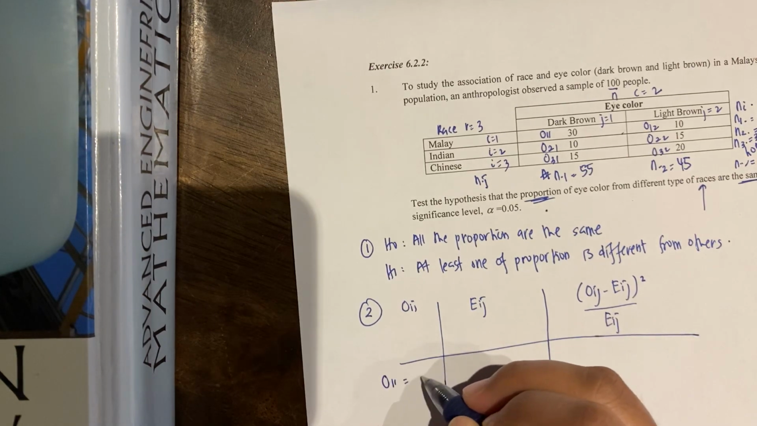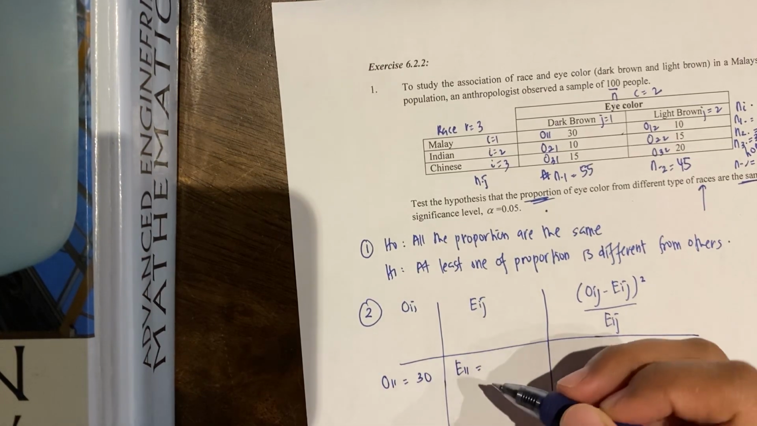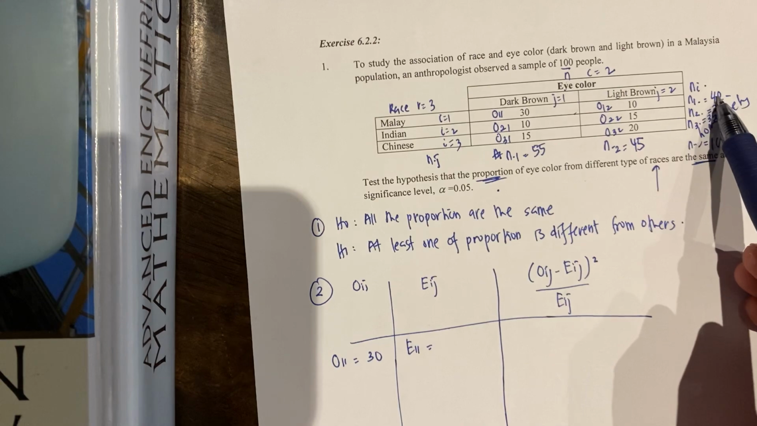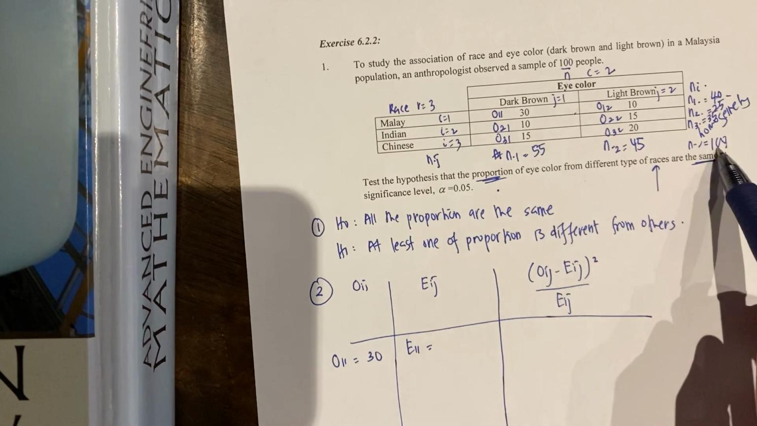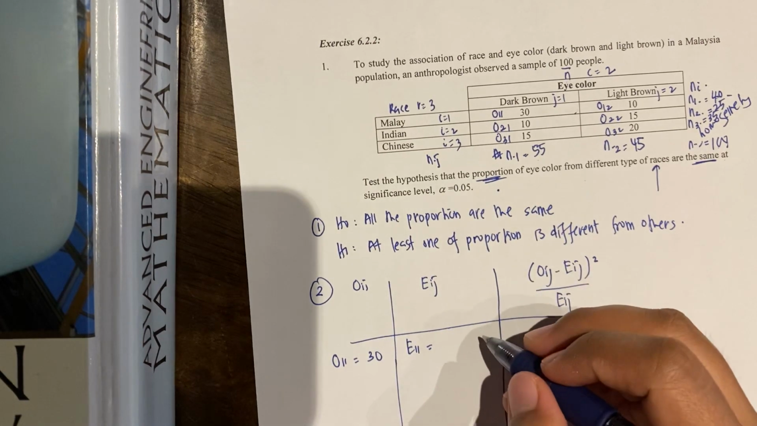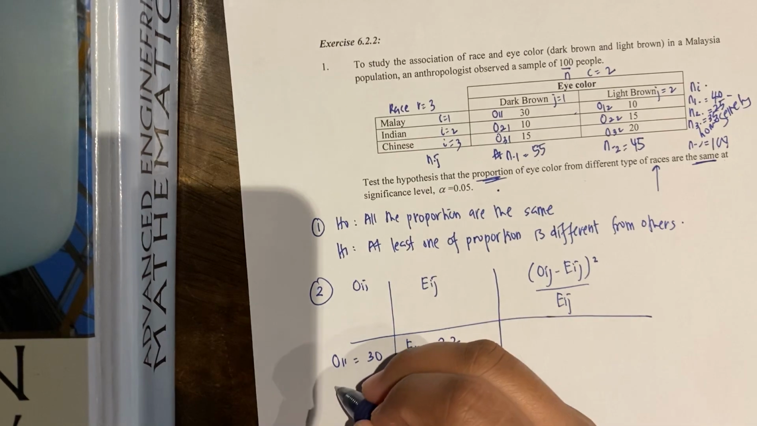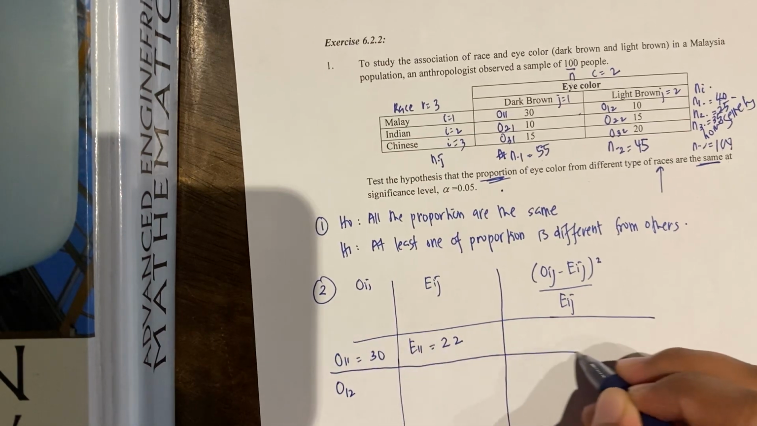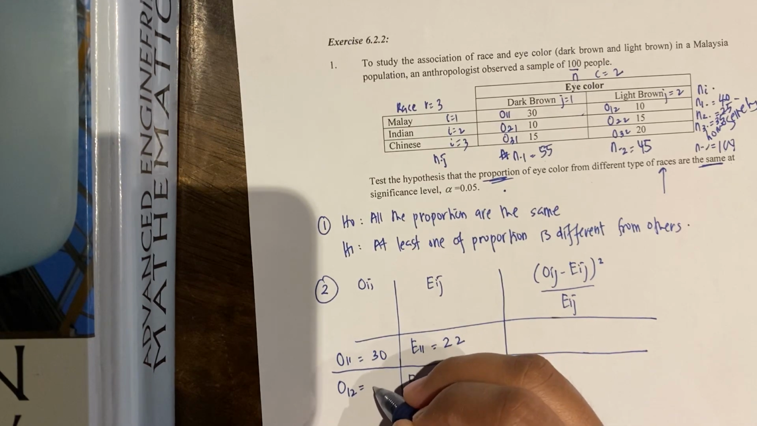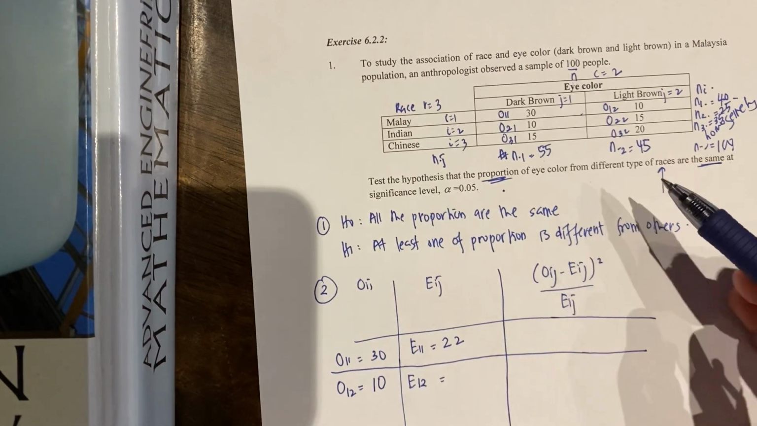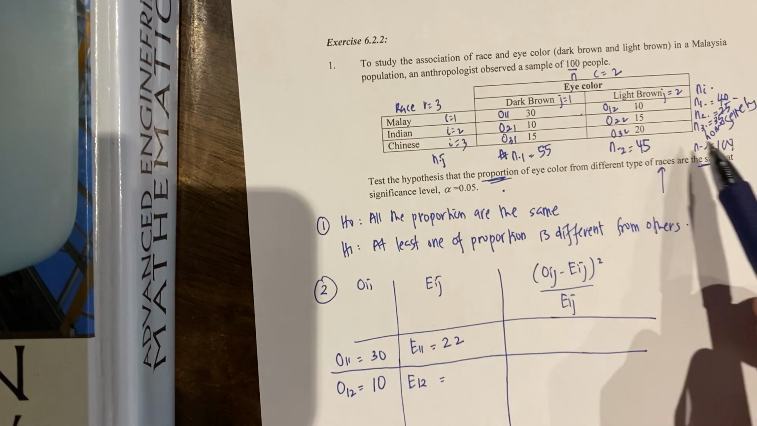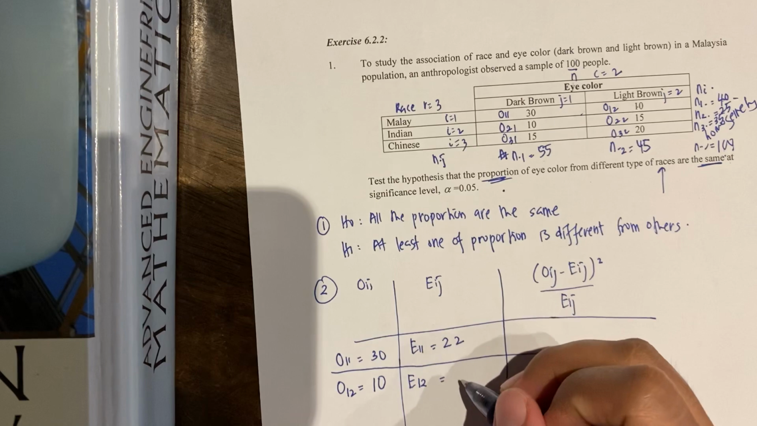So O11 is 30, E11 similar to the independence test. E11 means that 40 here times 55 and then divide by 100. So you should get 22. You can try after this. You can calculate. So O12 we have 10. So E12, the location is here, so 40 times 45 divided by 100, you will get 18.